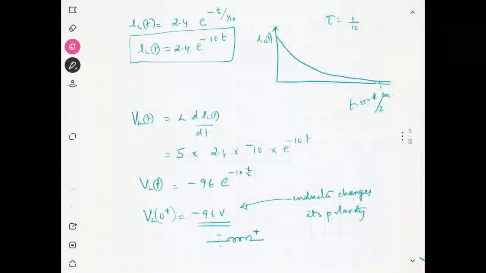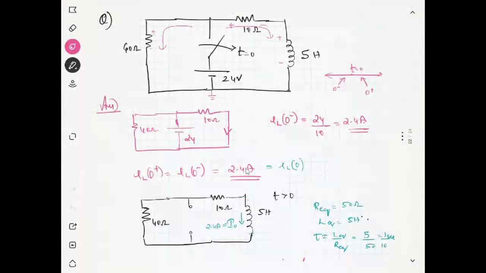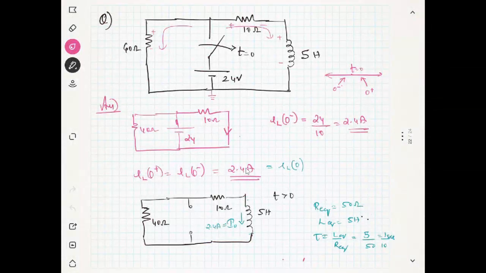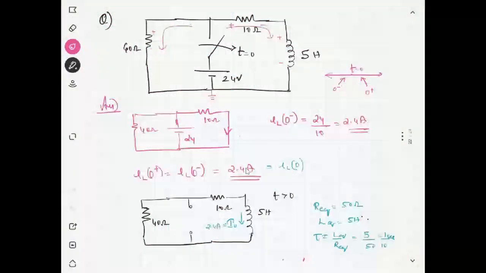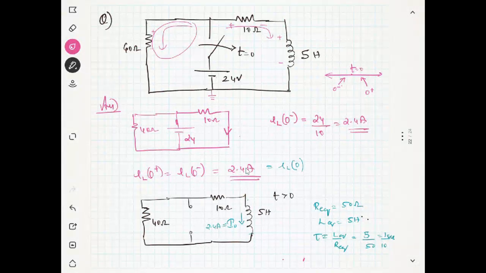The moment you open the switch, what will happen? What about this current? Please see my pen, the current that I am showing here. What will happen to this current? This current should change the direction, right? Yes, because it is a resistance. A resistor has no problem. Resistor current can change the direction at the same instant. You understood?